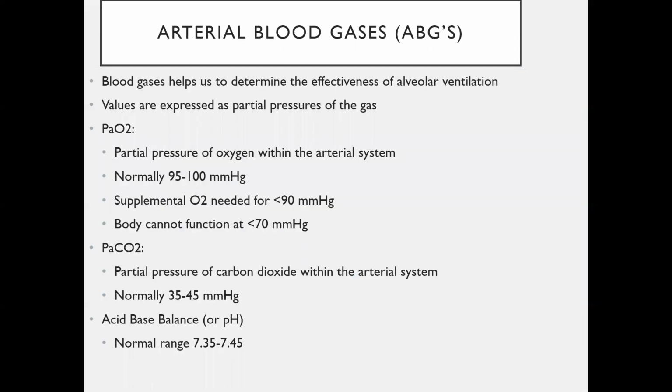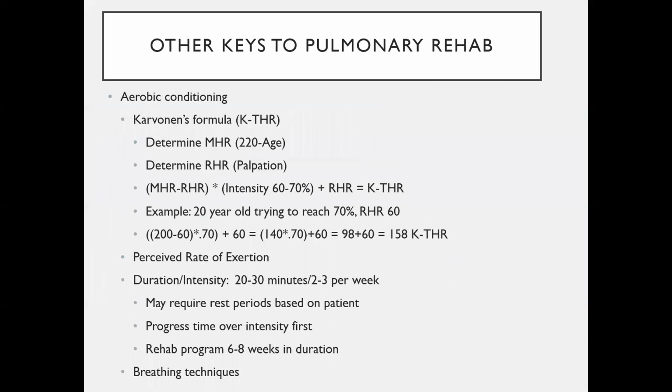Blood gases help us determine the effectiveness of the alveolar ventilation, right? We're looking at the partial pressure of oxygen, partial pressure of CO2, and then the acid-base pH, which we've already talked about. We also talked about aerobic conditioning, or you should have talked about this in Therex.